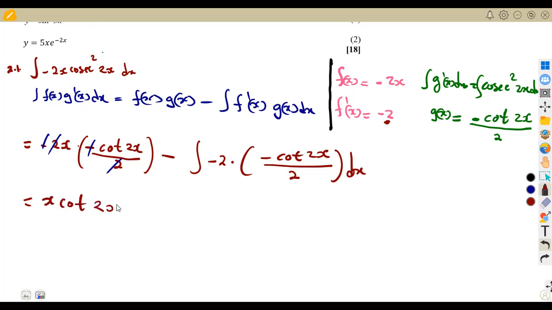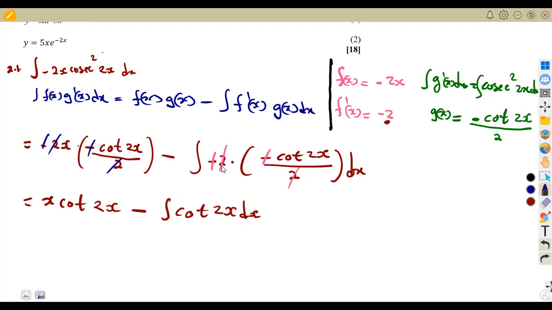So that will be x cot 2x, all right? Minus, what we're going to have here, we simplify again: the negatives inside of the integral cancel, and the 2 and the 2 cancel because one is in the numerator and the other is in the denominator. So you're going to be left with the integral of cot 2x with respect to x. So the question: how can we integrate this cot 2x? Are we able to integrate cot of 2x?